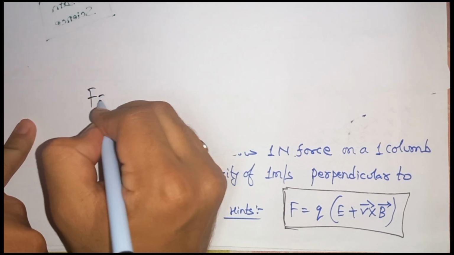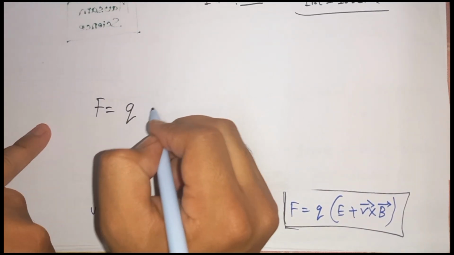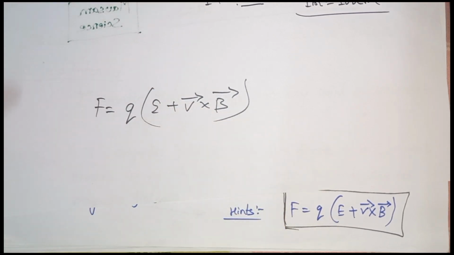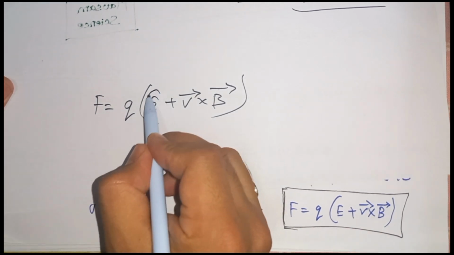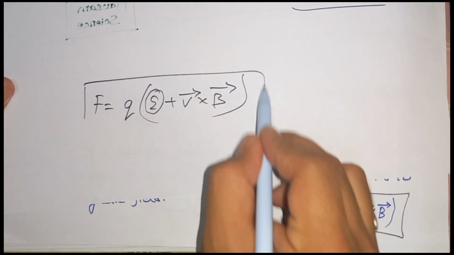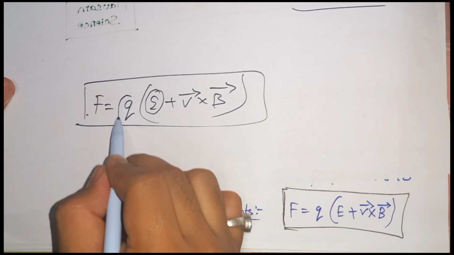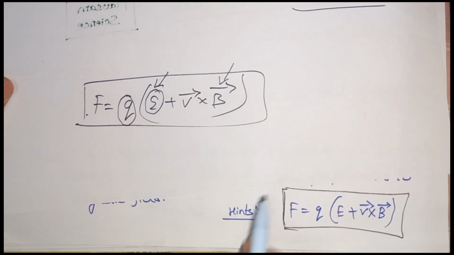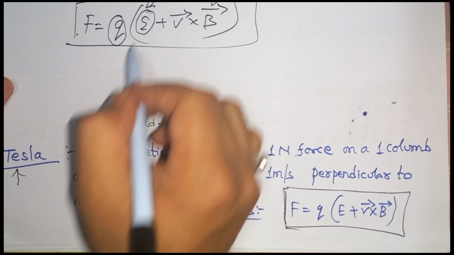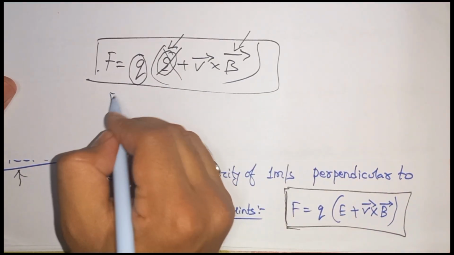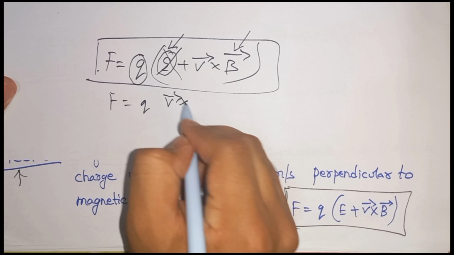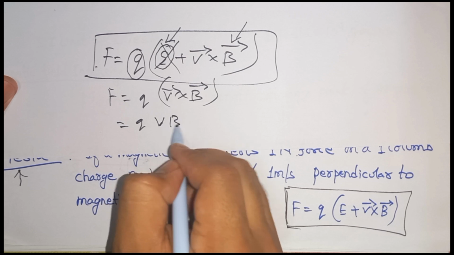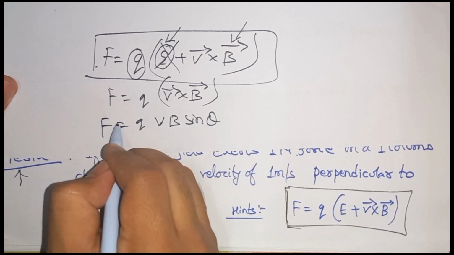F is equal to Q (E plus v cross B). If you have already seen this video, this Lorentz force means the force exerted on the charged particle Q if it is kept in the electric field E and magnetic field B. But here we are talking only about the magnetic field, so we will not take E. So what we will take? F is equal to Q (v cross B). Then what is the value of v cross B? Q v B sine theta.